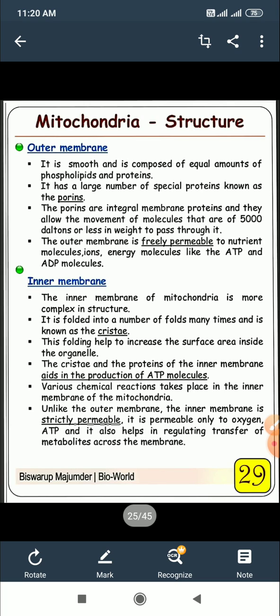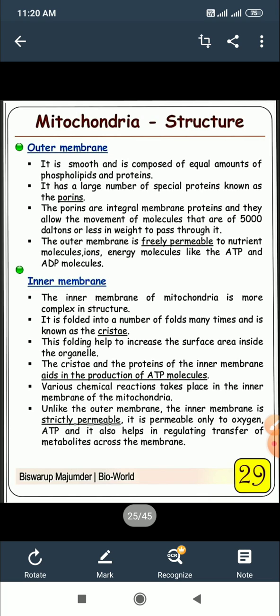The outer membrane of mitochondria is smooth and composed of equal amount of phospholipids and protein. It bears various proteins termed as porins. These are the integral proteins, and this membrane is freely permeable for the exchange of substances or nutrients.